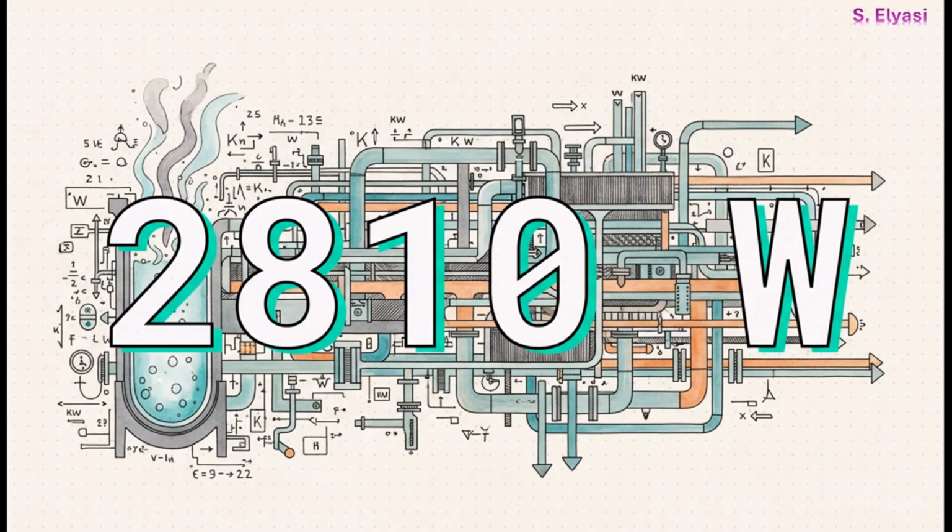And we get a result of 2,810 watts. That's over 2.8 kilowatts of energy being crammed into the water in just a single meter of pipe. Now you can start to imagine how this scales up in a real industrial plant with hundreds of meters of this tubing. Mastering these kinds of calculations is what lets engineers design these massive, super efficient heat exchangers.